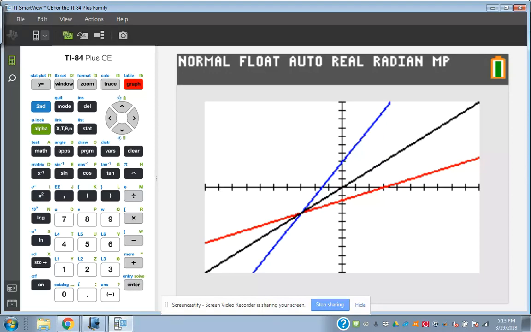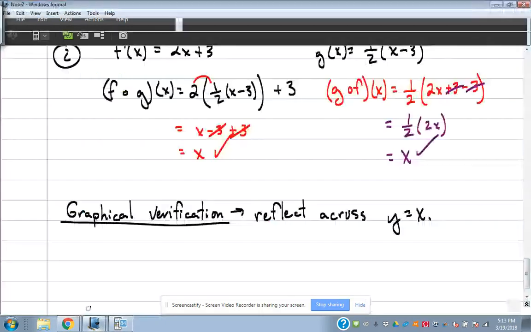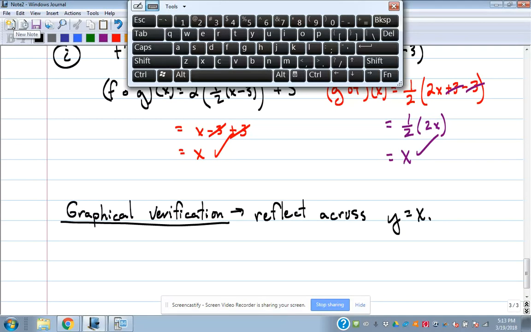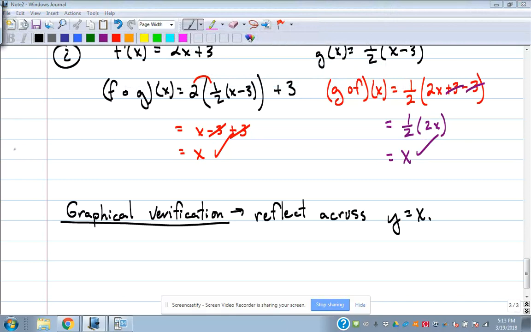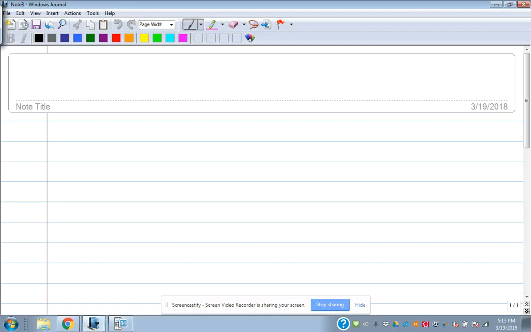All right. Next section. We're moving on. 6.3, exponential functions.